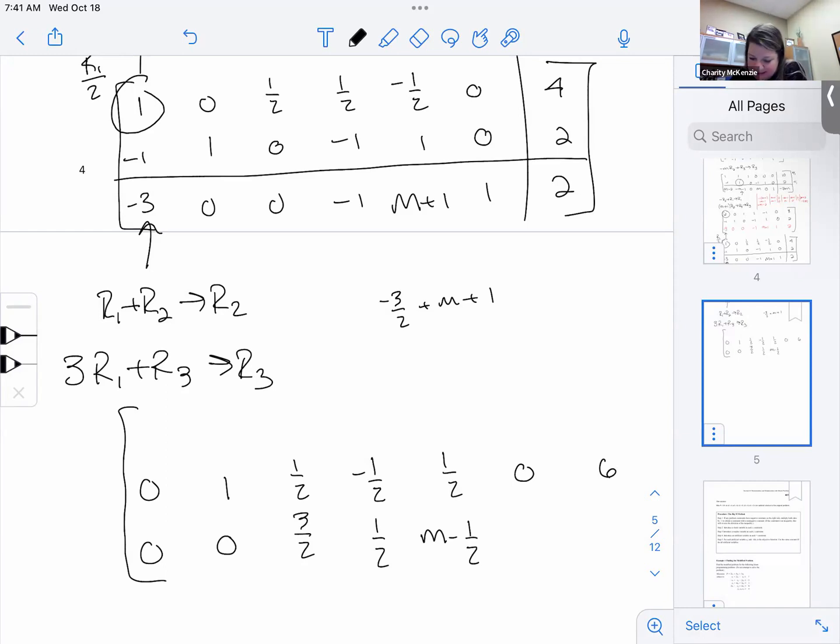0 times anything plus 1 is 1. 4 times 3 is 12, plus 2 is 14. And yes, I have no more negative indicators. We don't care. Let me break this out. Hold on just a second.